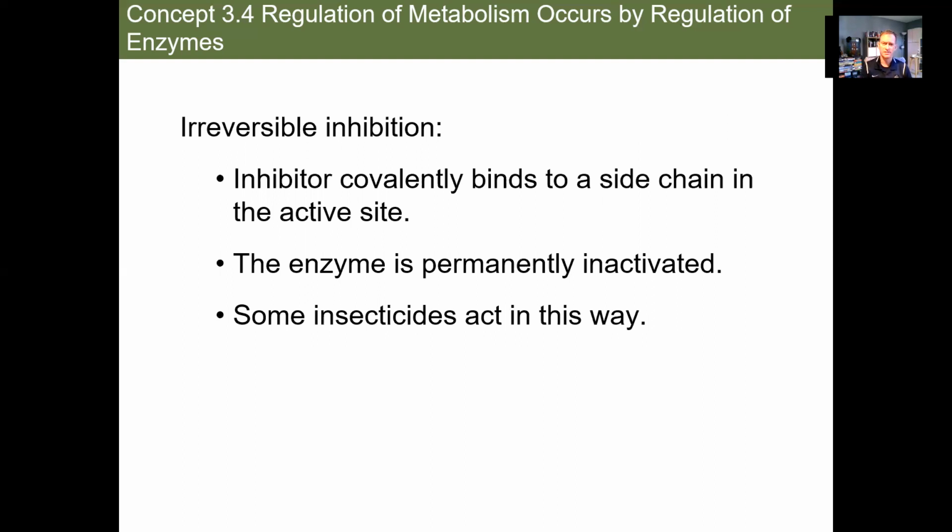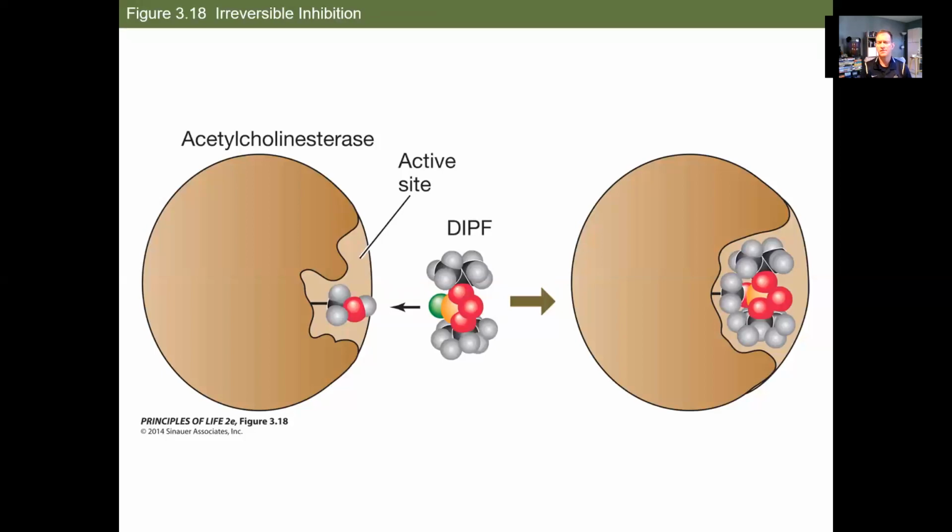All right, insecticides work that way. One of them is DIPF. Then we have this very important enzyme for regulating nerves called acetylcholinesterase. Normal function is that acetylcholine gets released from one nerve cell to another nerve cell to turn the next one off. And in order to turn the switch off, we break down the acetylcholine, and the acetylcholine would go into that active site.